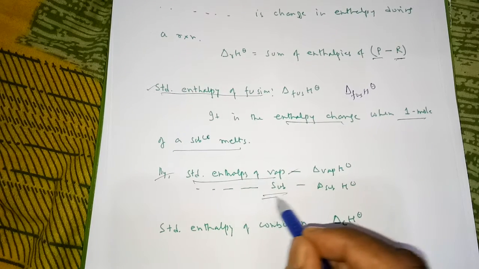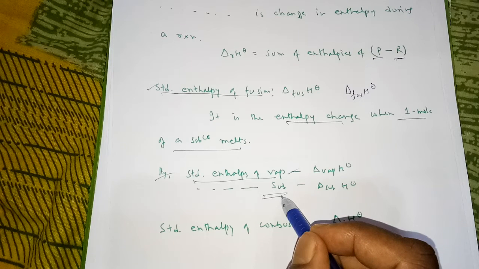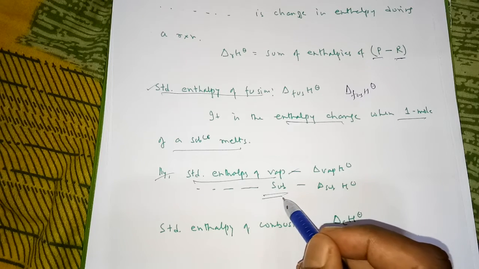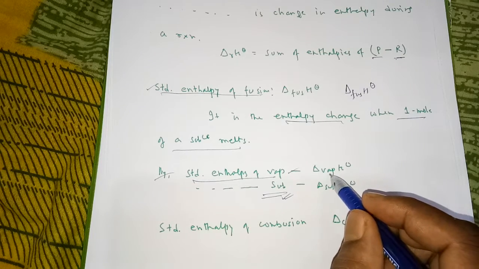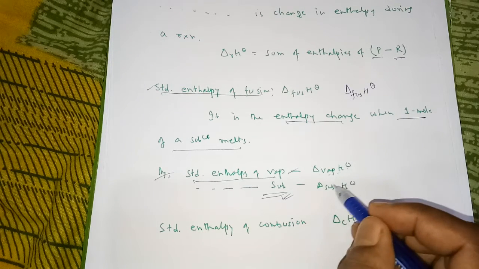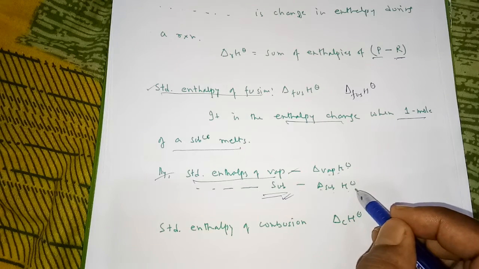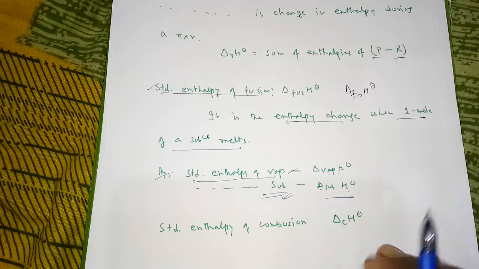Enthalpy of sublimation is there. When 1 mole of a substance directly changes from the solid to vapor state, this is enthalpy of sublimation. The enthalpy of vaporization is designated by del Vap H standard, and del sublimation H standard is the enthalpy of sublimation.